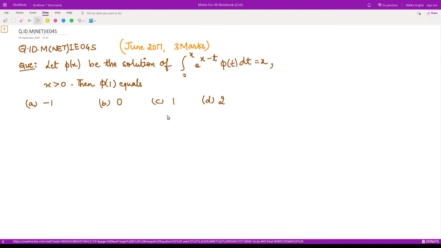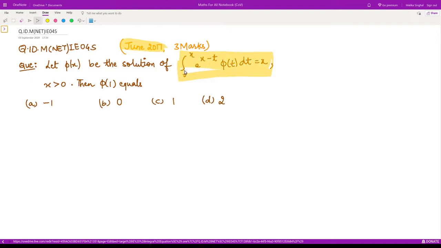In this series, we are solving previous year's questions which appeared in the CSIR-UGC NET exam. This question is from June 2017, consisting of 3 marks. The question is, let phi of x be the solution of this integral equation. What kind of integral equation is this?